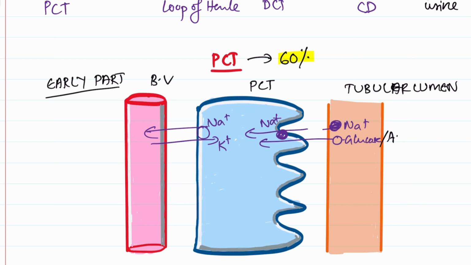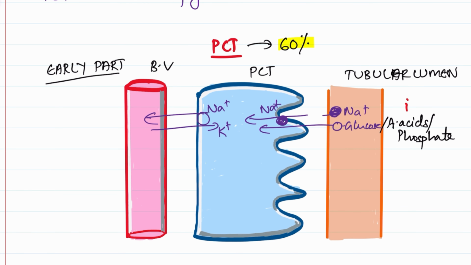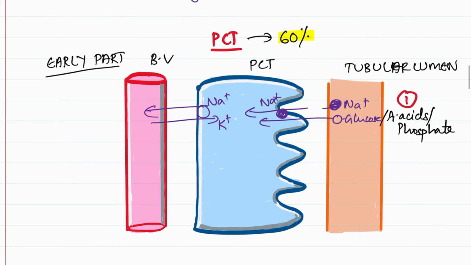Instead of glucose, it could also be amino acids or phosphates. So they have the secondary active co-transport mechanism. So this is the first mechanism. And our second mechanism is actually with bicarbonate reabsorption. So sodium is reabsorbed along with bicarbonate.